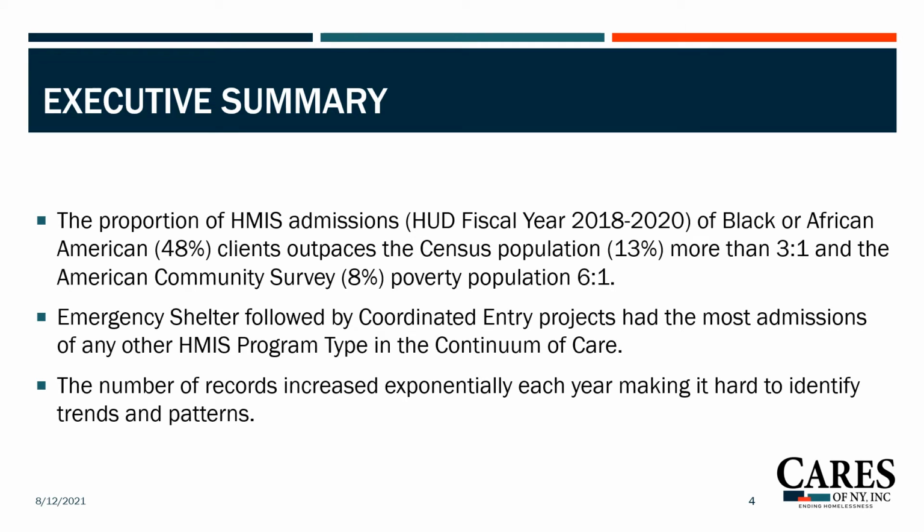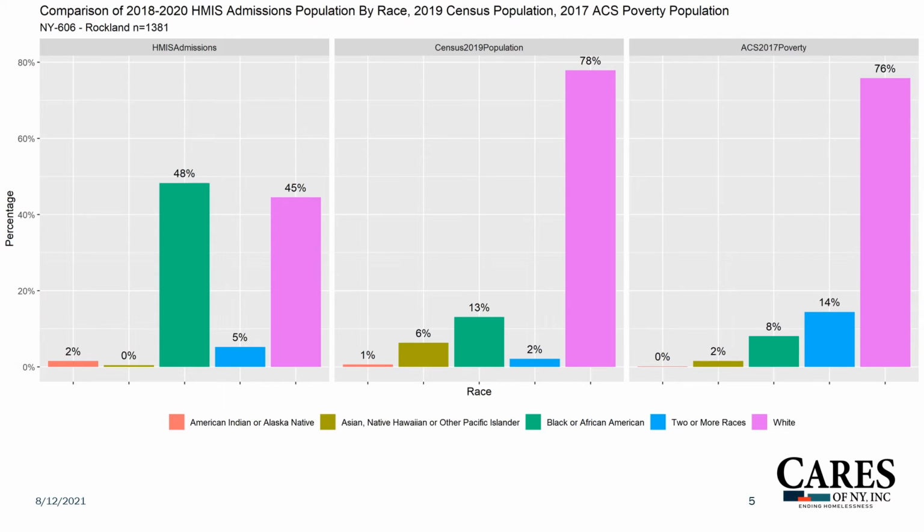So we're tying back to the first point in our executive summary, where we're comparing on the left side the HMIS admissions between 2018 and 2020. In the middle, we're comparing the census population demographics. And on the right side, we're comparing the 2017 American Community Survey poverty population demographics.